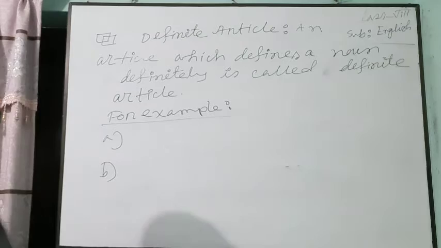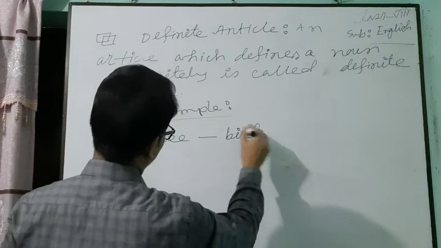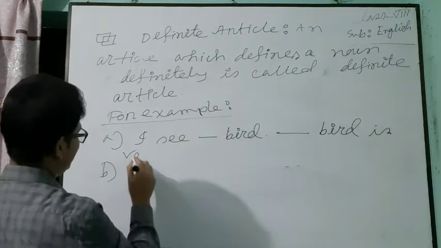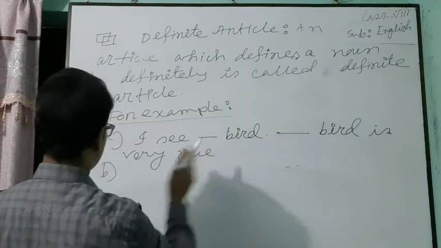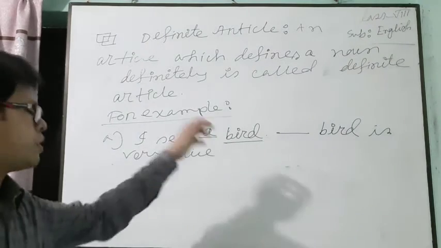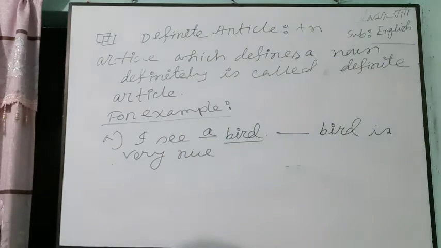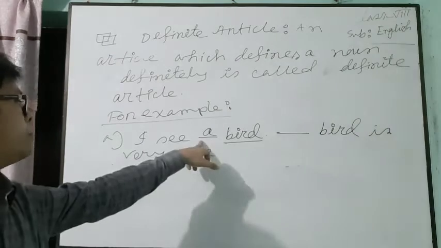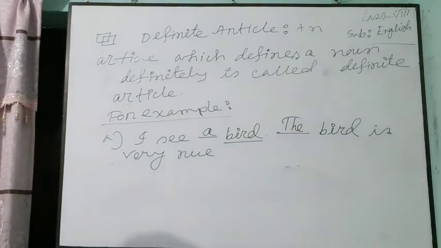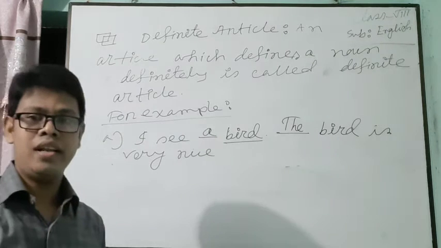Here is an example for you. I see a bird. The bird is very nice. I see a bird because the bird has not been used before. Bird is not a noun of definite meaning, so here bird is indefinite. But if we use the bird another time, that will be definite. So we should write the bird. The bird is very nice. So students, you have already learned what an article is, how many kinds of article there are, and what they are.